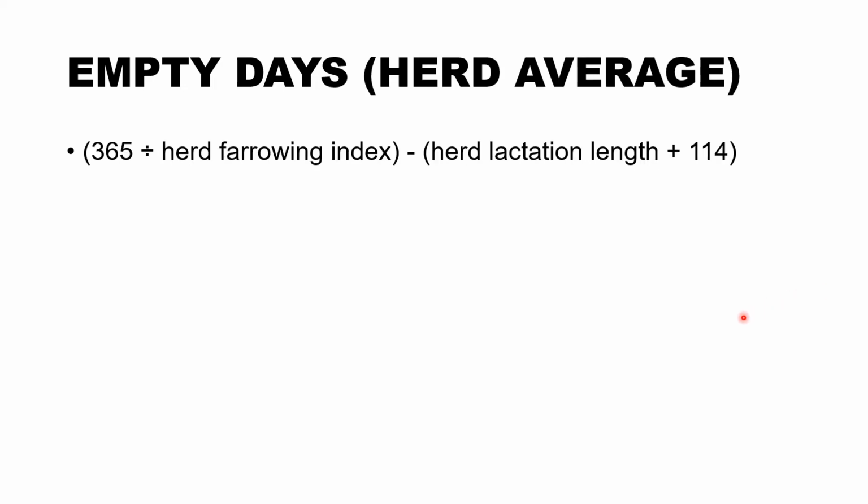So when we say herd average of empty days, that is 365 divided by the herd farrowing index. Our herd farrowing index, that's our litter index, minus the herd lactation length plus 114. So that's how to compute our herd average empty days.